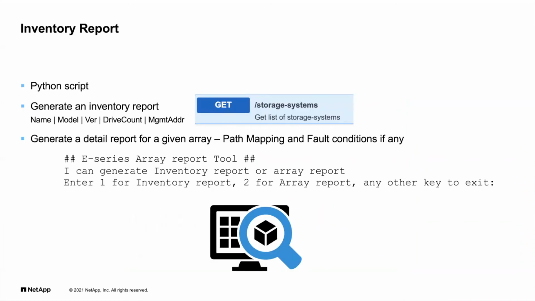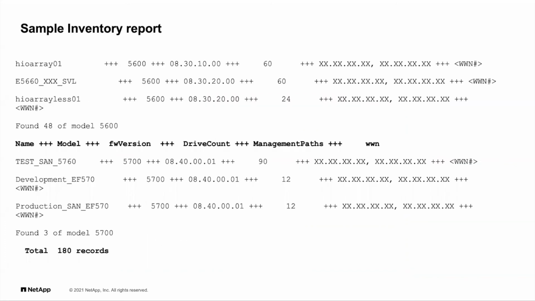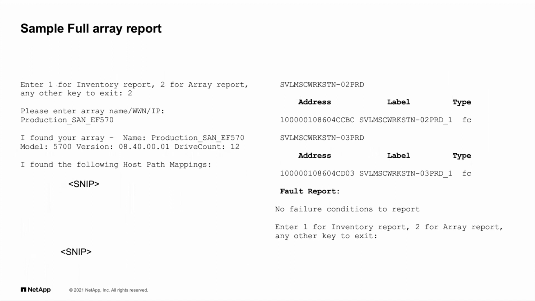For the inventory report, all that we need to do is use the storage systems API call. This script has the ability to generate a high-level inventory report or a detailed report for a particular array. I'll share a view of each. Here we have a sample inventory report listed by model and count for each model. And in this slide, we have a detailed sample report. You can see the host path mapping details, and if there are any fault conditions. In this case, there are no fault conditions.